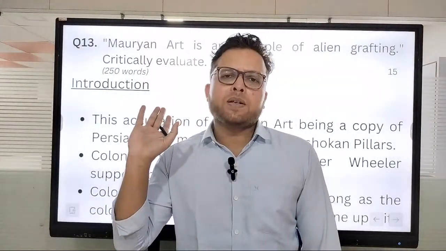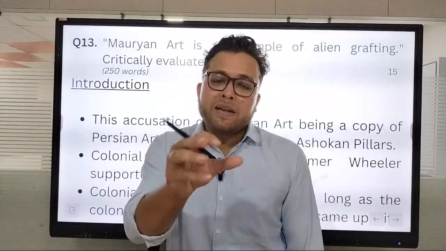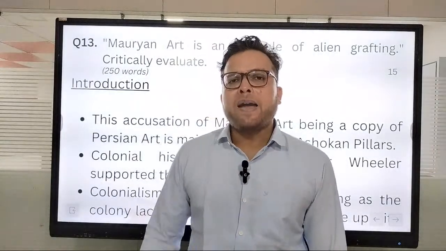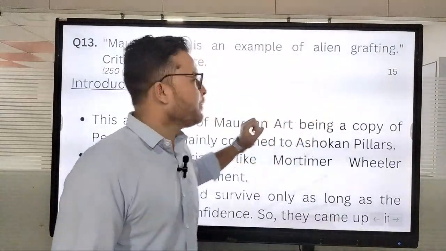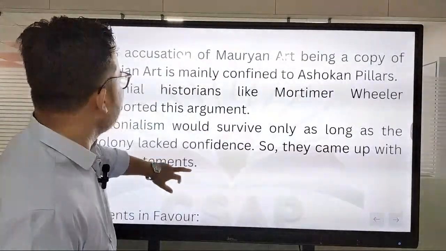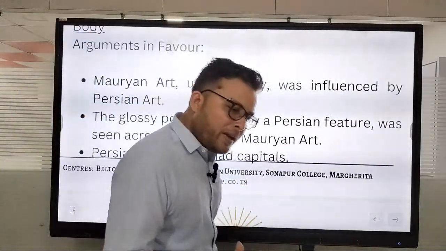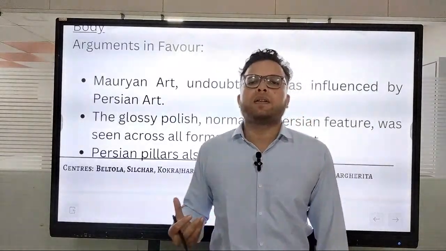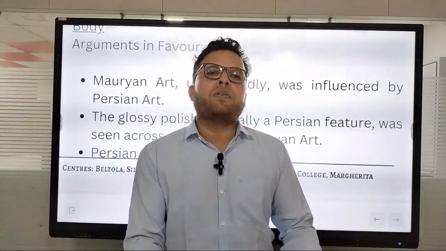So basically what they said is that the Mauryan art was a copycat. It was a direct copy of the Persian art. So you Indians are good for nothing. That was being said by most of the colonial historians like Mortimer Wheeler. So this is just another example of that particular mentality. This allegation was a copy allegation by colonial historians, I said it already. Now, arguments in favor. Why did they make it? When they made all these allegations, they always provided a basis.